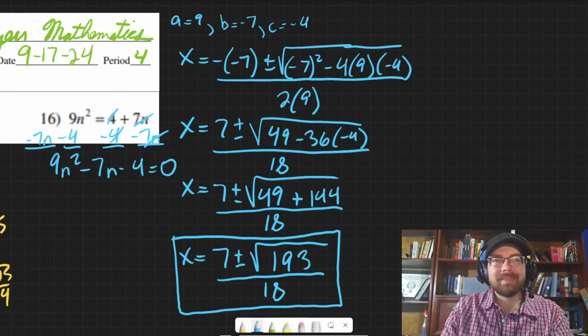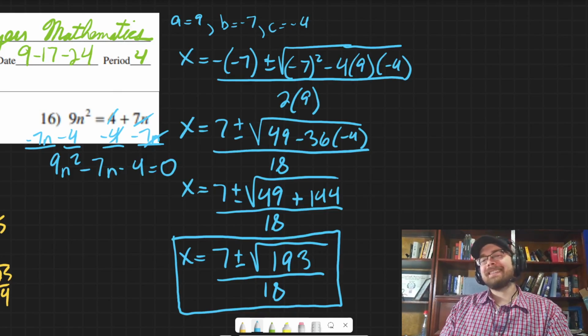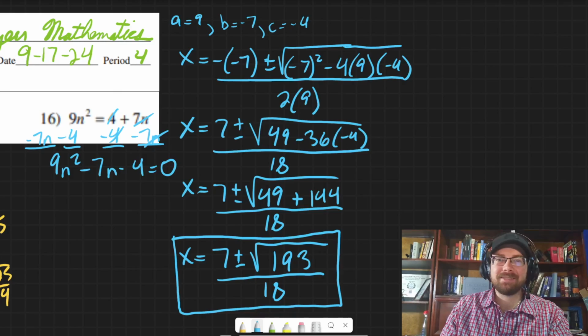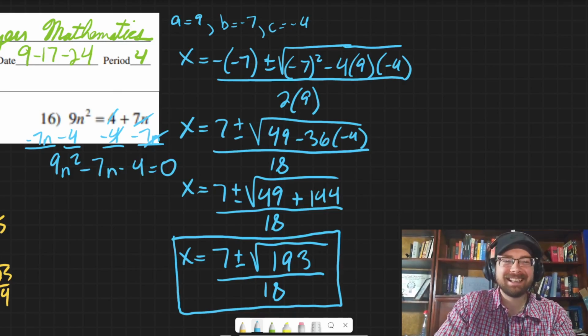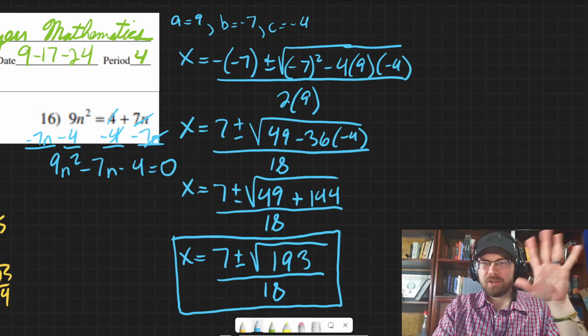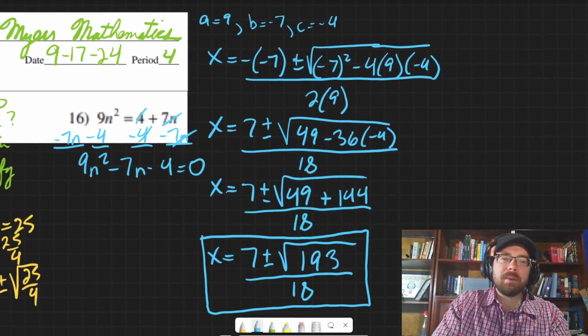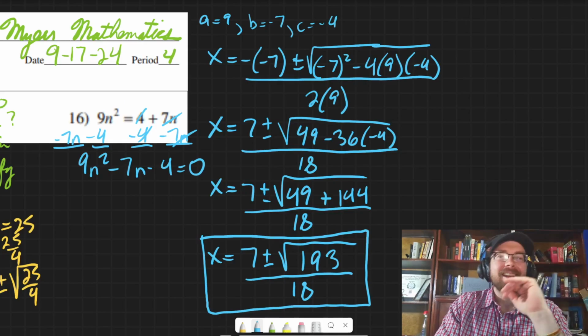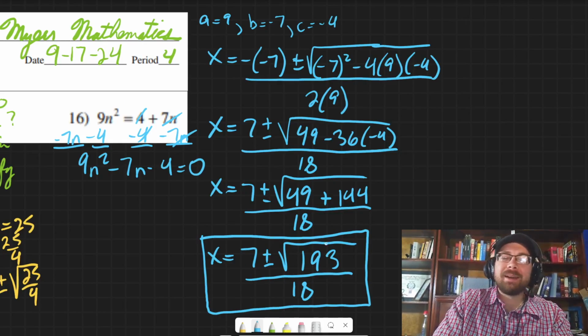So, moral of the story there is even though it's ugly, sometimes you just have to deal with it. I'm not talking about you. You're amazing, but maybe one of your friends is. No, just kidding. So 7 plus or minus the square root of 193 over 18 is the answer.